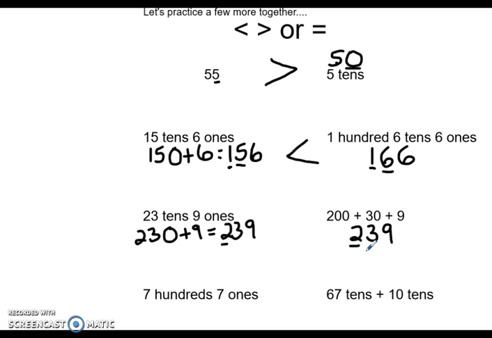So now, if we compare these two numbers, we have a 2 in the hundreds place and a 2 in the hundreds place. We have a 3 in the tens place and a 3 in the tens place. And we have a 9 in the ones and a 9 in the ones. These two numbers are the same number. So that means these numbers are equal. So 239 is equal to 239.